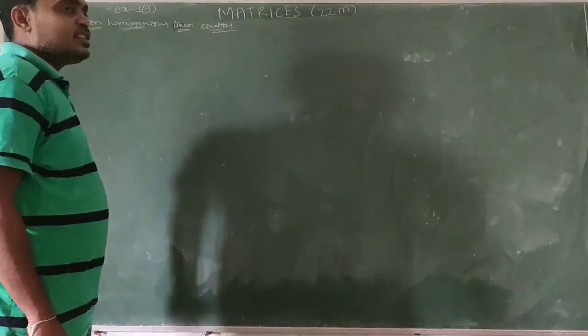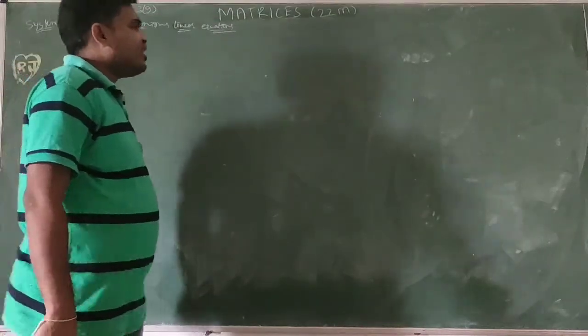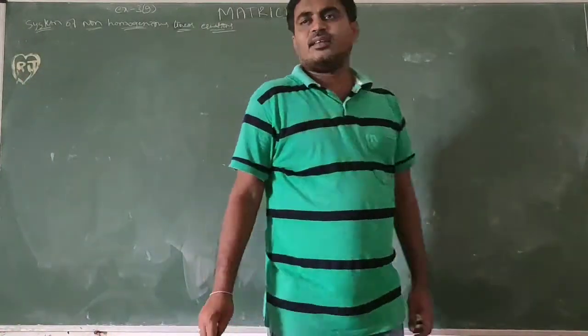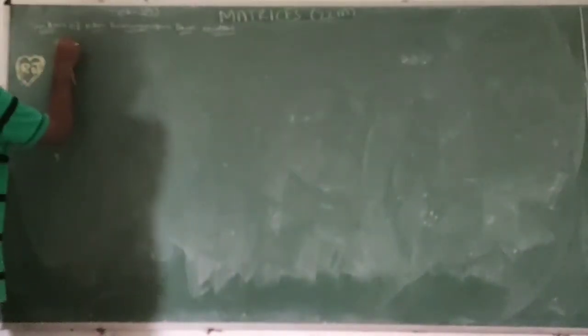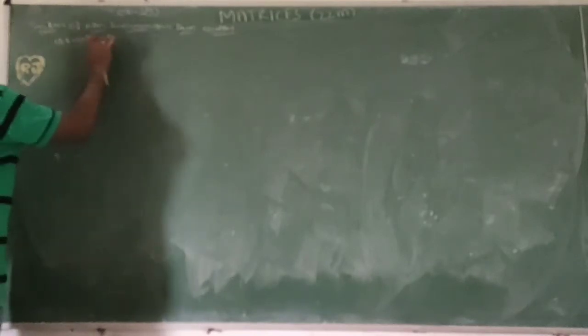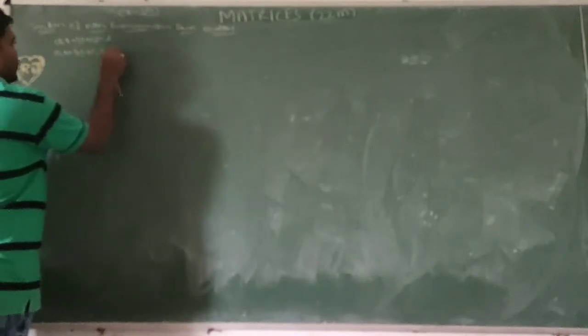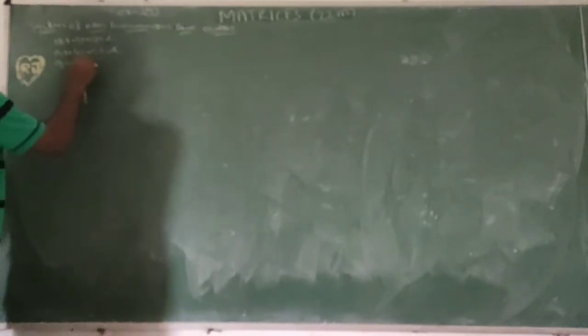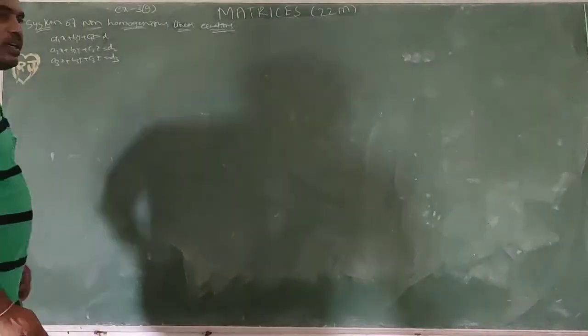Exercise 3G, system of non-homogeneous linear equations. So first, what are non-homogeneous linear equations? Let a1x plus b1y plus c1z equal to d1, a2x plus b2y plus c2z equal to d2, a3x plus b3y plus c3z equal to d3. So these are the system of non-homogeneous linear equations.